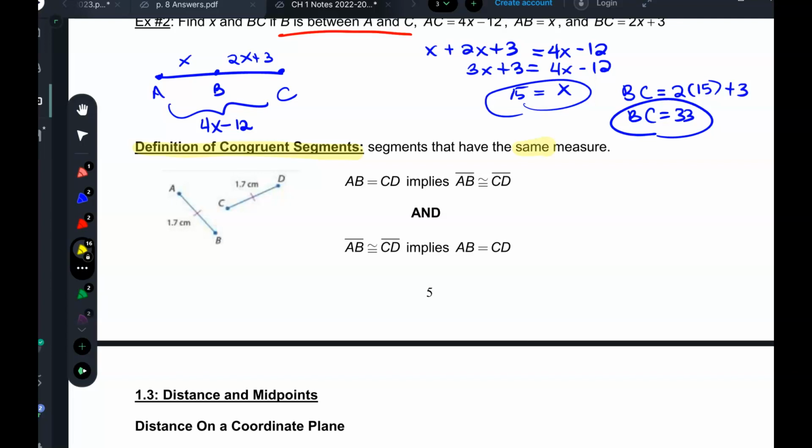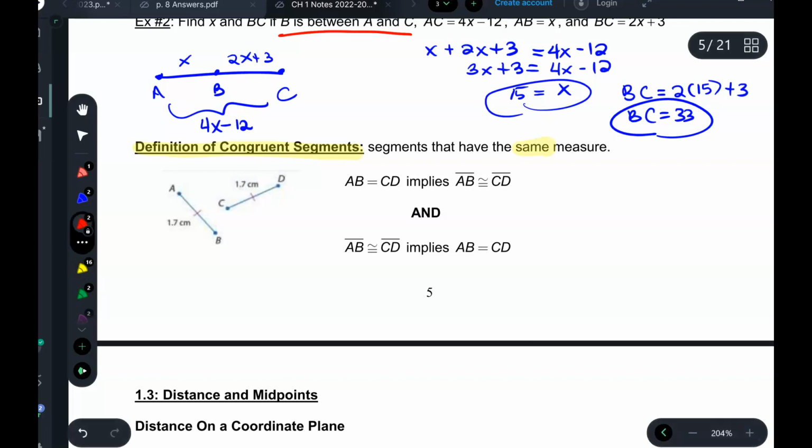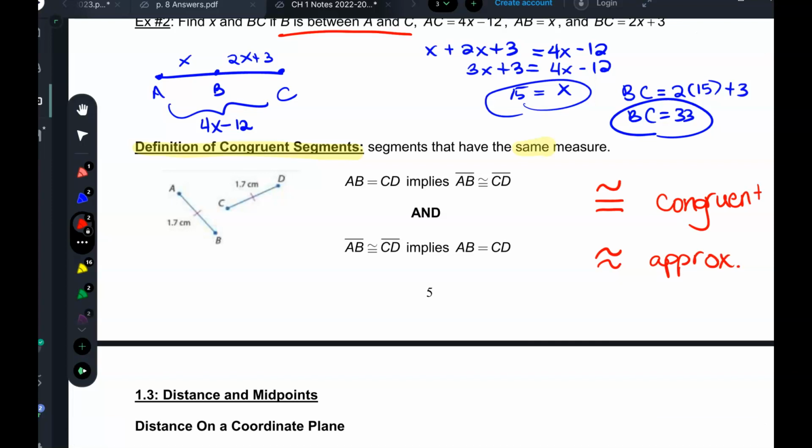That implies, the word implies, like if this is true, then this is true. So if I were to cut out AB and paste it on top of CD, would they be identical segments? Yes. A congruent sign is an equal sign with a squiggly line above it. The almost equal sign is the 2 swoops. That is approximate. Don't get them confused. They're very different.